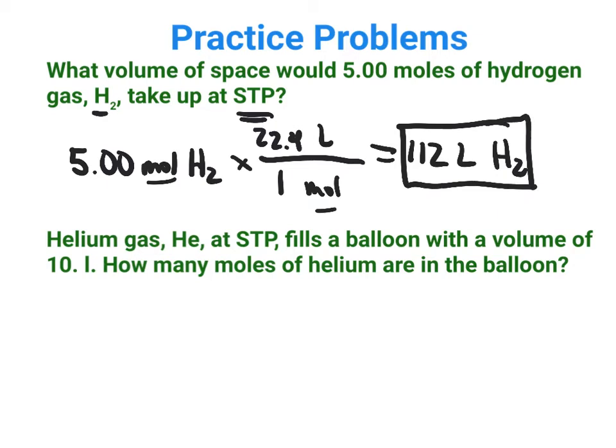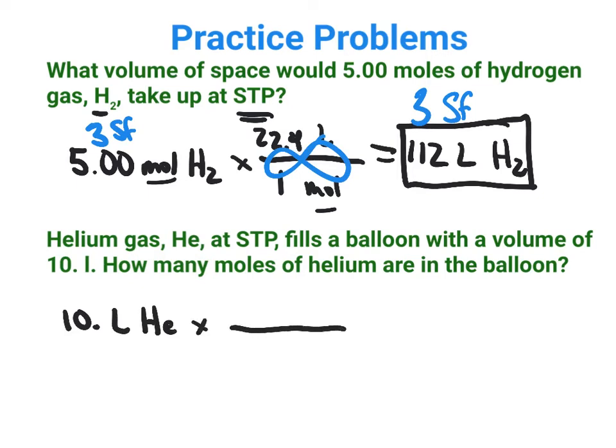Of course, we're going to double check for sig figs. There's 3 here. This is a conversion factor, so it's infinite, and we're also going to have 3 sig figs there. In the second problem, we're going to go the other direction. We have helium gas at STP, and it fills a balloon. The balloon comes to a volume of 10. liters. Therefore, how many moles of helium are in the balloon? This time we go the other way. We have 10., the decimal's important there, liters of helium.